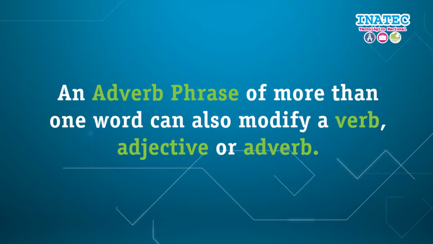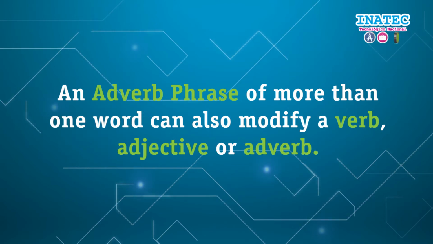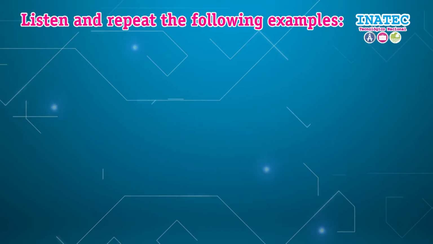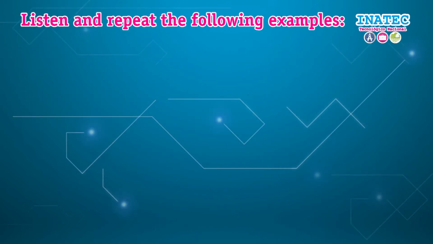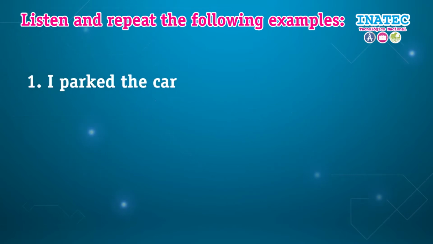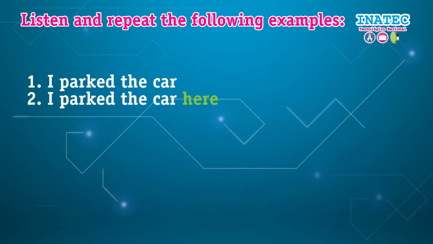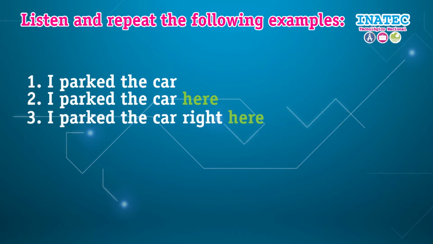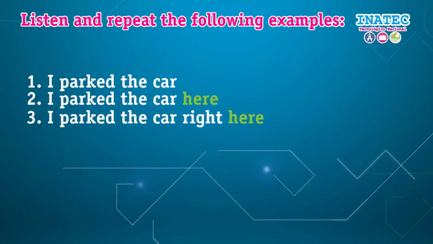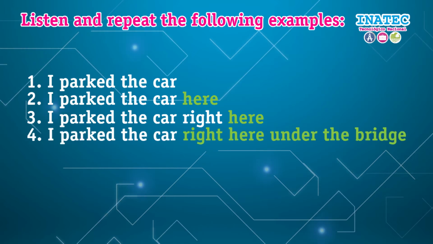An adverb phrase of more than one word can also modify a verb. Listen and repeat the following examples. 1. I parked the car. 2. I parked the car here. 3. I parked the car right here. 4. I parked the car right here under the bridge.